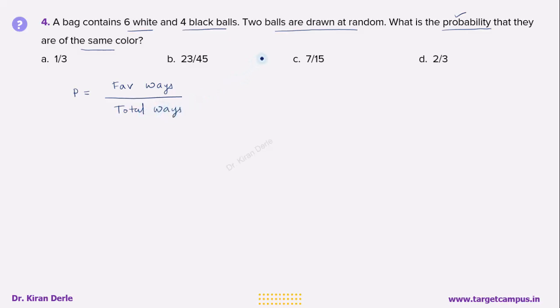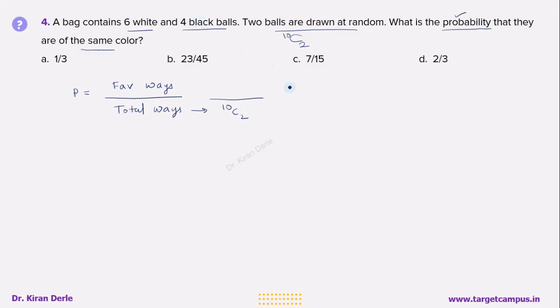Okay, fine. So you can easily find the total number of ways. You're drawing 2 balls at random out of how many total balls? We have a total of 10 balls. Your total possible ways are 10C2. Okay, fine. Favorable ways. What is the condition? To get the favorable number of ways, we want a condition. What is the probability that they are of the same color, right?